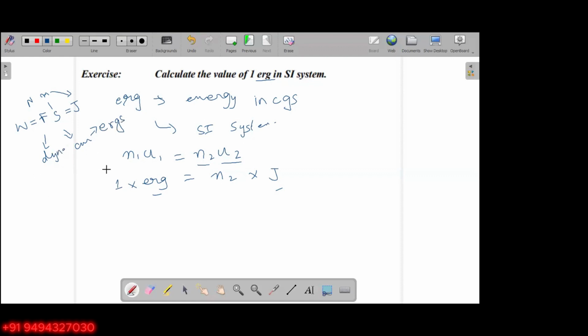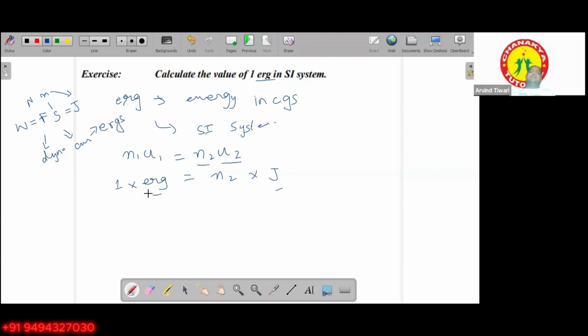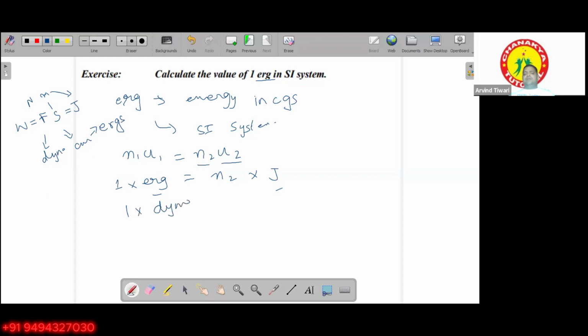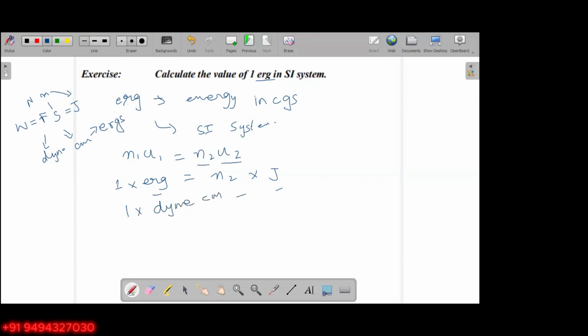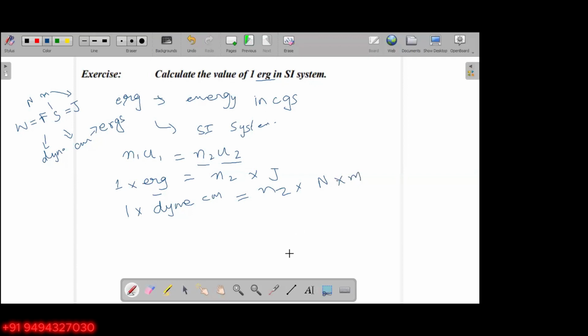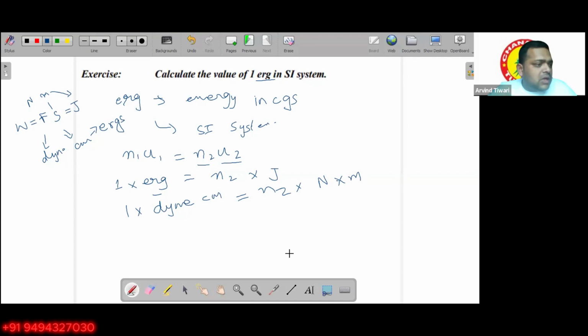So here, now I want to convert. I will write this erg as dyne centimeter. So 1 multiplied by dyne centimeter equals N2 multiplied by joule, which can be written as Newton meter. Now, how many of you can perform this and tell me the answer? I am giving you 3 minutes. Within 3 minutes, try to find out.